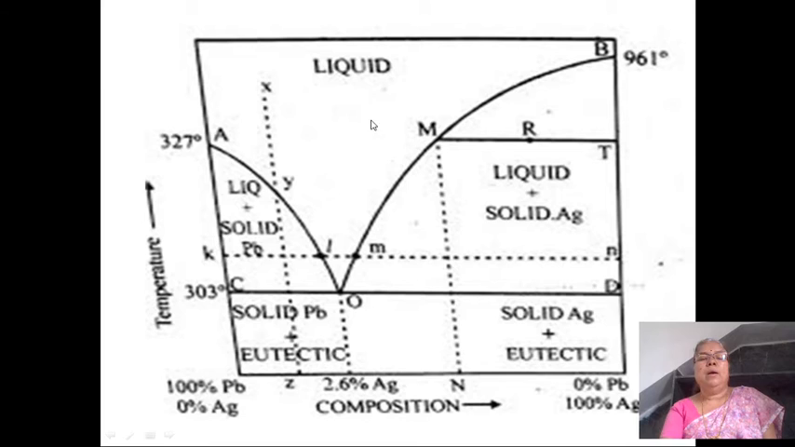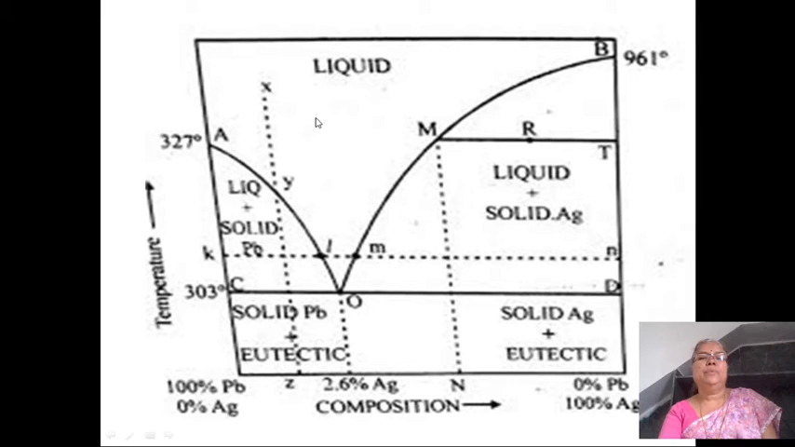And to describe any point in the region, we require two variables, and those two variables are temperature as well as composition. Hence, by applying the reduced phase rule, we have degrees of freedom F equal to 2.